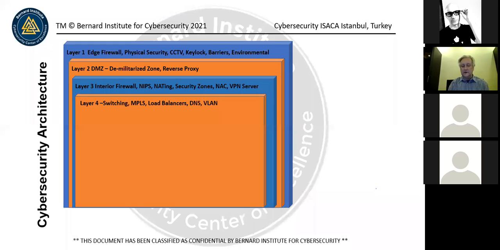Layer 4, switching, MPLS, load balancing, DNS, VLAN, all of these provide some kind of security to defend against, filter, control and manage data flows and packets.